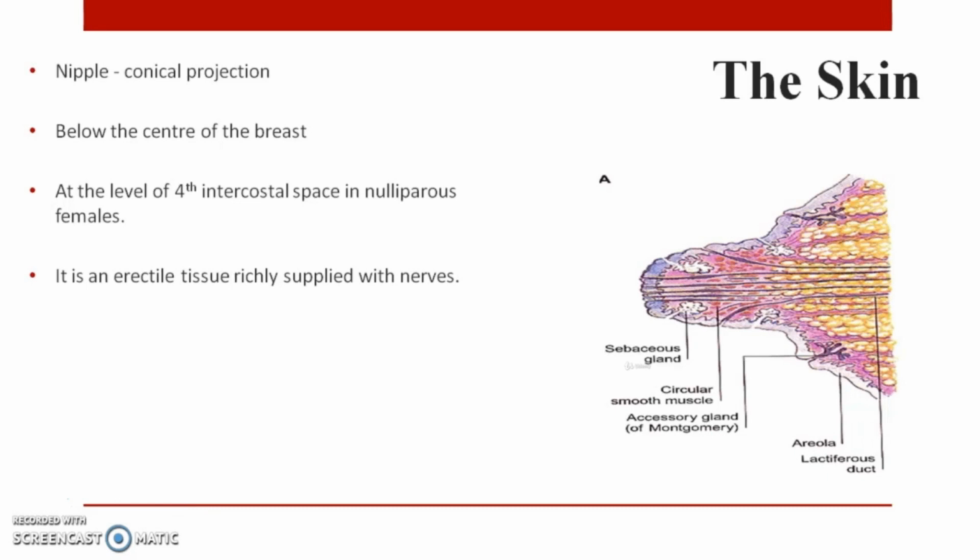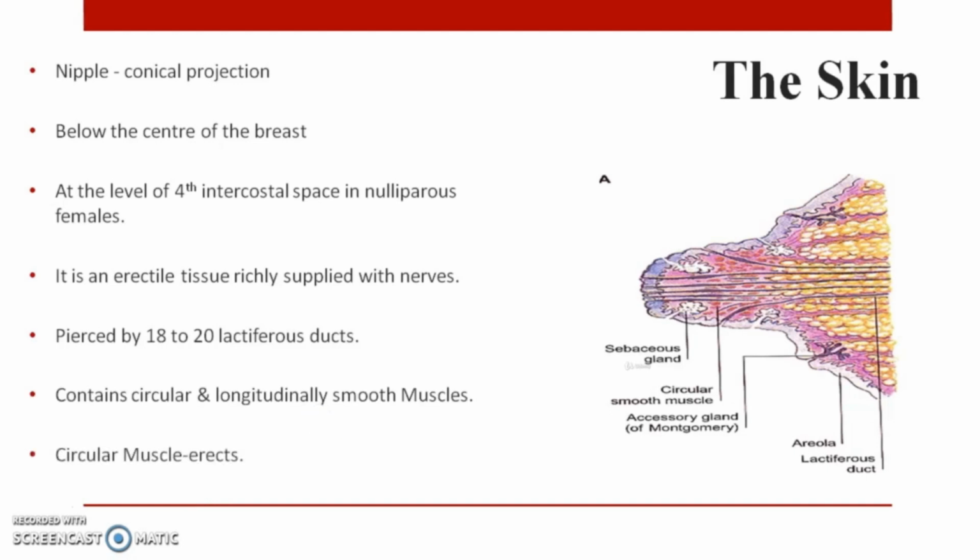You can make out it has erectile tissue with a rich supply of nerves, and it is also pierced by 18 to 20 lactiferous ducts. So piercing this nipple are 18 to 20 lactiferous ducts. It has both circular and longitudinal smooth muscles. Circular muscles cause the nipple to erect, and the longitudinal muscles retract the nipple. That's all about the features seen in the skin, that is the nipple region.